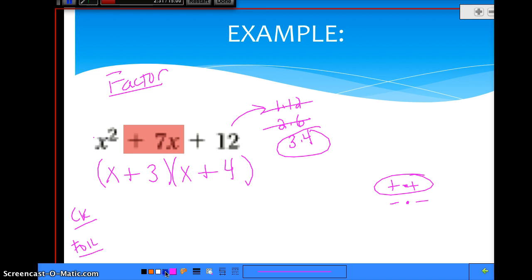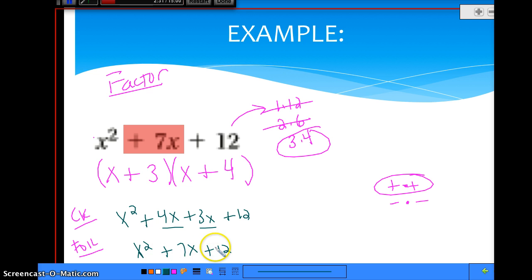So FOIL tells me to do, first, x times x. Outers, 4x. Inners, 3x. Last, 12. Combine your like terms, which are your outers and inners, and you get x squared plus 7x plus 12. Is this the same as the original problem? Yep, so this is my answer. Don't circle your check, circle your answer.